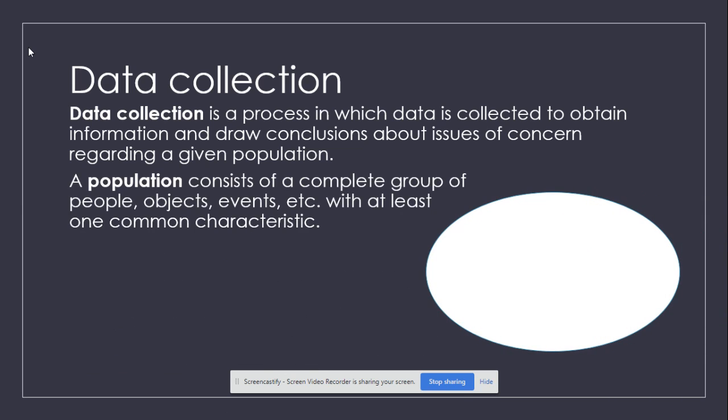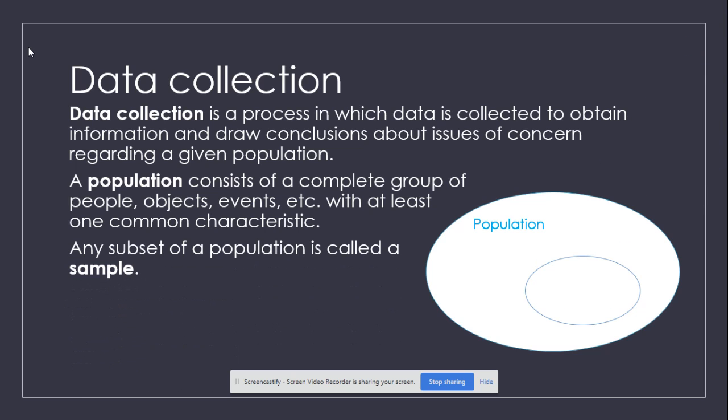Here we've got a population, which consists of a complete group of people, objects, events with at least one common characteristic. So we could say our population is students of St. James. So it's the whole lot of them, okay? And then within that, you've got a subset of the population, which is called the sample. So then we would say the grade 11s of St. James. They would be the sample, okay, because it's one little portion of it.